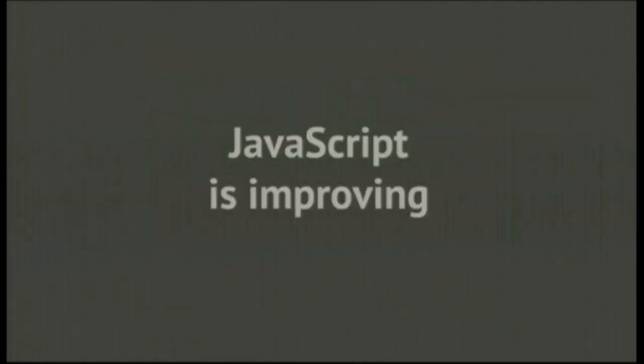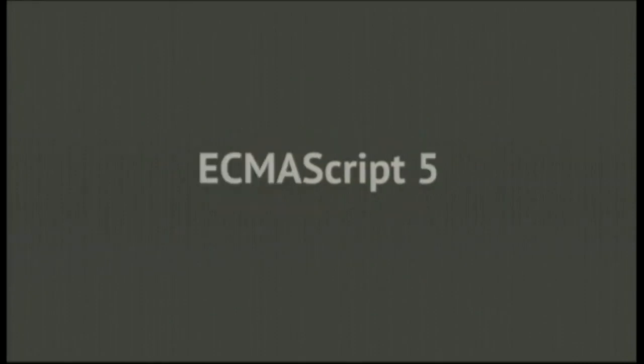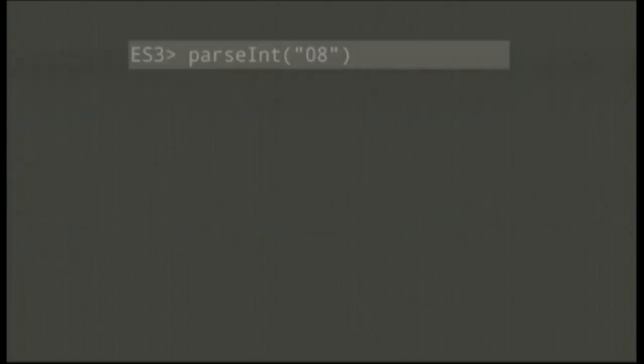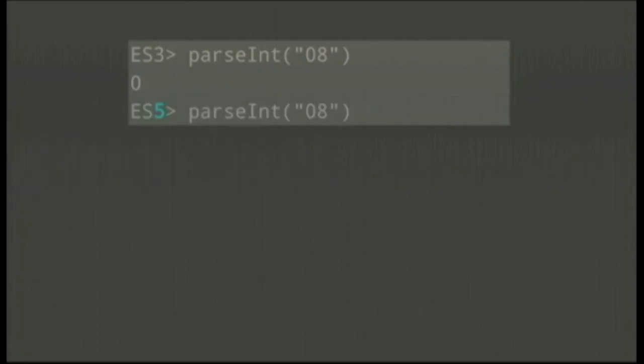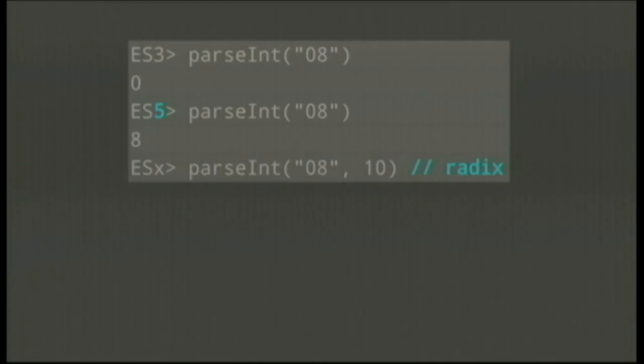But it's okay, because JavaScript is improving. ECMAScript 5 was introduced as a standard in around 2009, and most browsers have finally picked it up. So in version 3, if you were to parse an integer of that 08 octal from before, you'd get 0. But now in version 5, it'll work out that that's probably actually base 10. What you should be doing is always declaring your radix, your base, to make sure that it always comes out right, because not all browsers have fully implemented ECMAScript 5 yet.